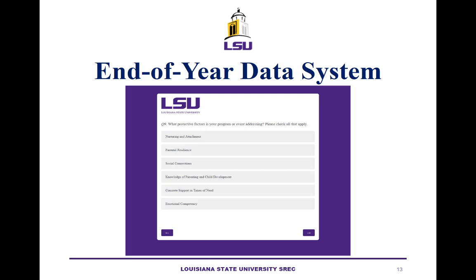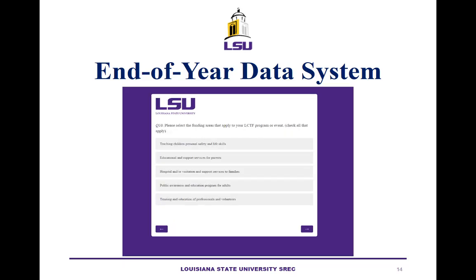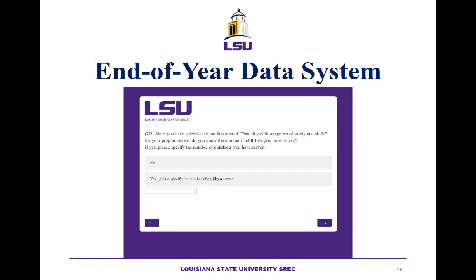Next, you'll be asked to choose what protective factors your program or event is addressing. Select all that apply. Next, select the funding areas that apply to your program or event. This is an important question as we will ask you the number of participants based on the funding areas you choose. If you select the funding area, Teaching Children Personal Safety and Skills, you will be asked if you know the number of children your program or event has served.